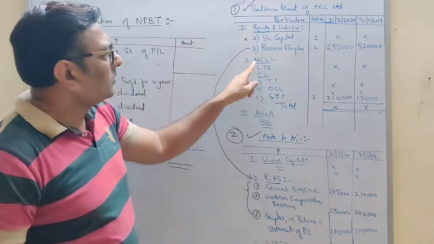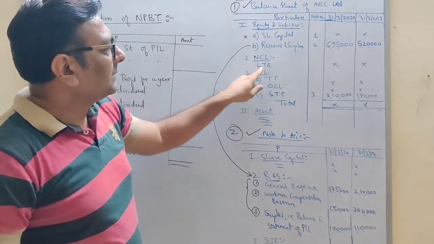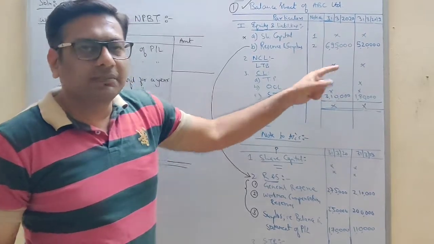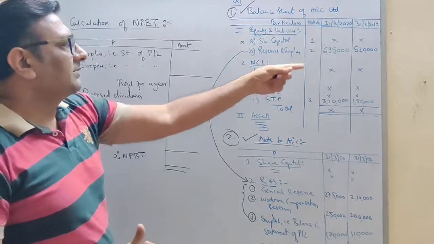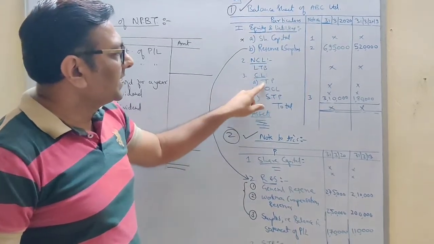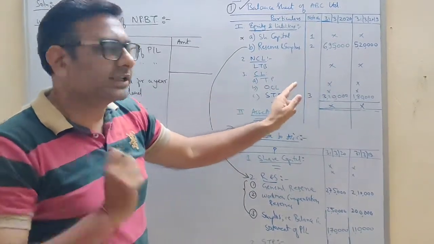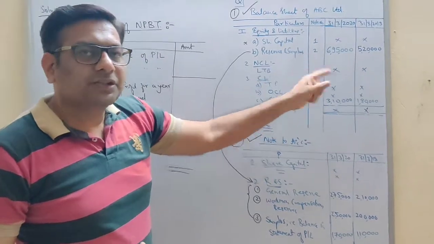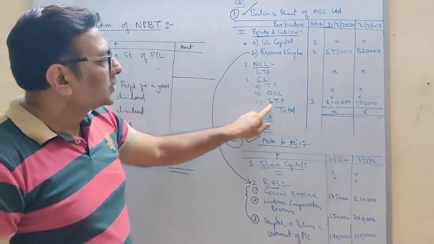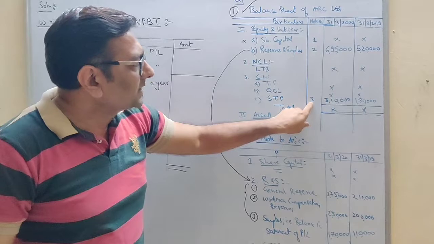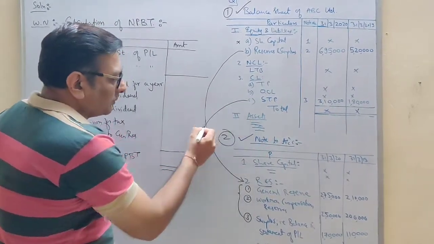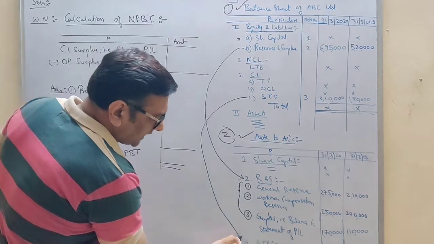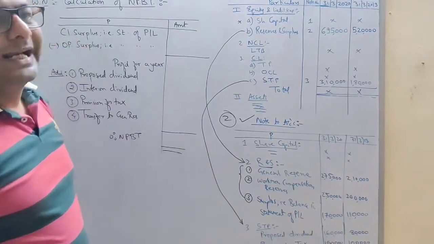Now, what else is there? Non-current liability, long-term borrowing. I have not written the amount. It's not useful to us for calculation of NPBT. I have just written the forward. Current liability they have given: trade payable, again I have not written the amount. Other current liability, I have just written XX. Short-term provision, note number 3, I have written an amount. Why? Because this is going to be used for the calculation of NPBT.